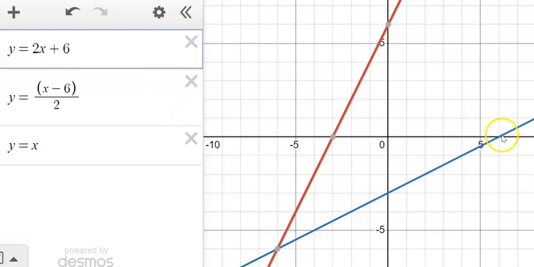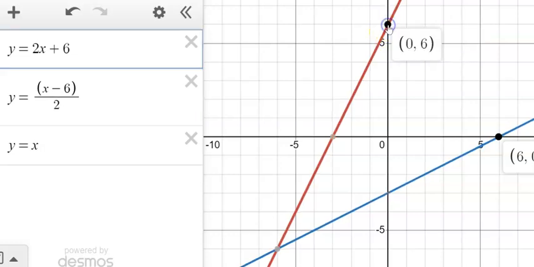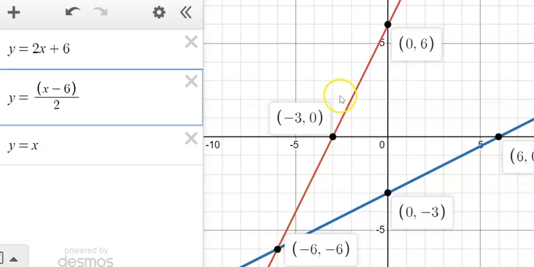When I do those, you may notice the coordinates on my inverse are flipped from their originals. Originally I had 0, 6, and now I have 6, 0. Originally I had negative 3, 0, now I have 0, negative 3. Originally I had negative 6, negative 6, and if you flip that, I'm still at negative 6, negative 6. So all the coordinates are flipped versions from the original.